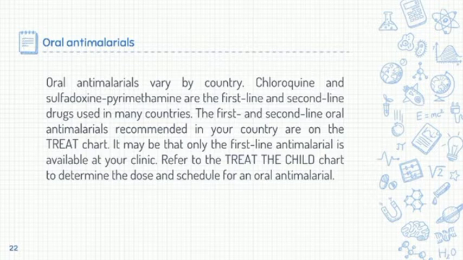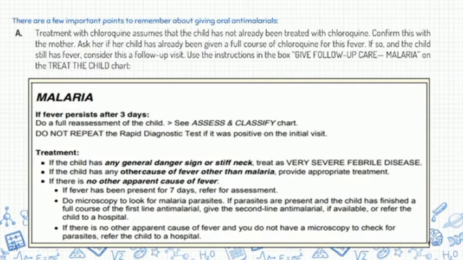So in the IMCI booklet, we can see the treat the child chart that is used to determine the dose and schedule for an oral antimalarial. There are a few important points to remember about giving oral antimalarials. First, treatment with chloroquine assumes that the child has not already been treated with chloroquine.